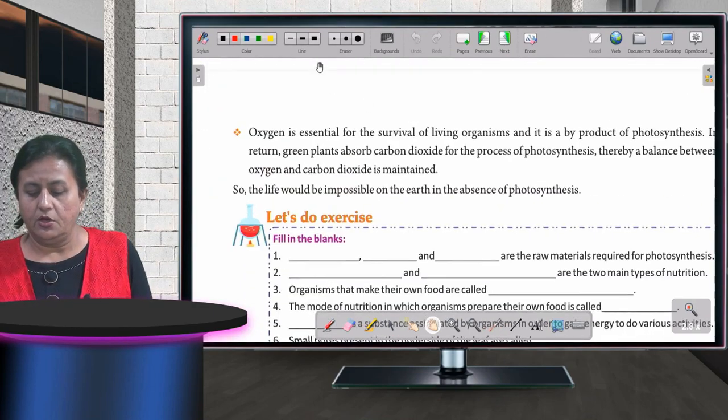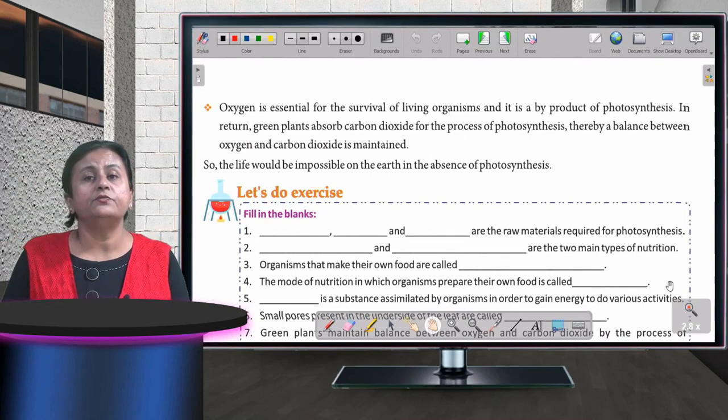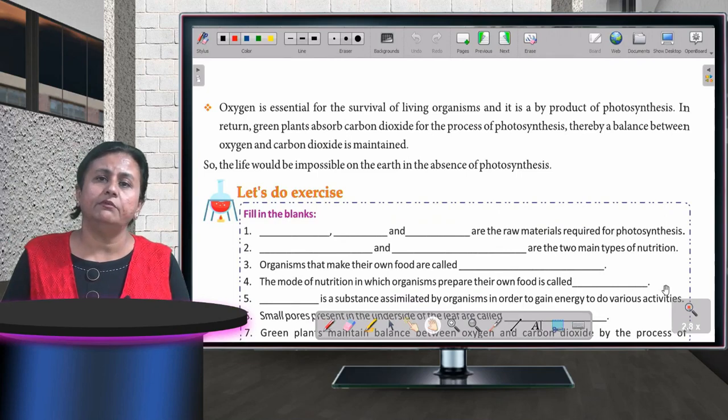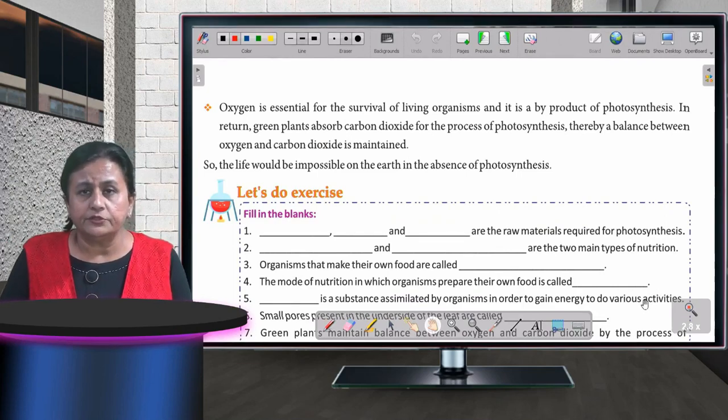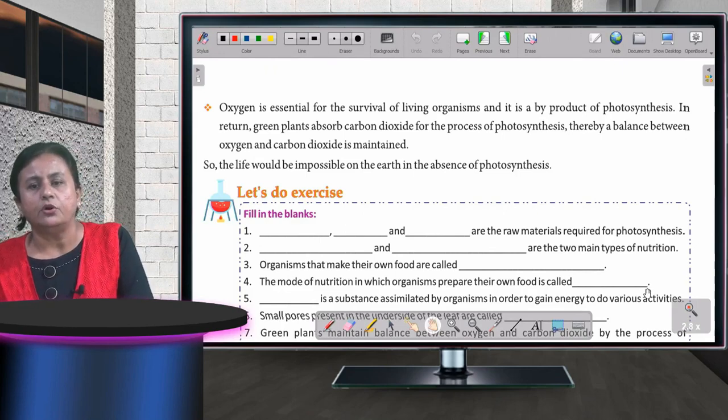Then oxygen, which is very essential for the survival of any form of life on earth, we are getting that oxygen from plants. And during the process of photosynthesis only, plants give out oxygen on which we are dependent. So in short, we can say that life is impossible on earth without oxygen.